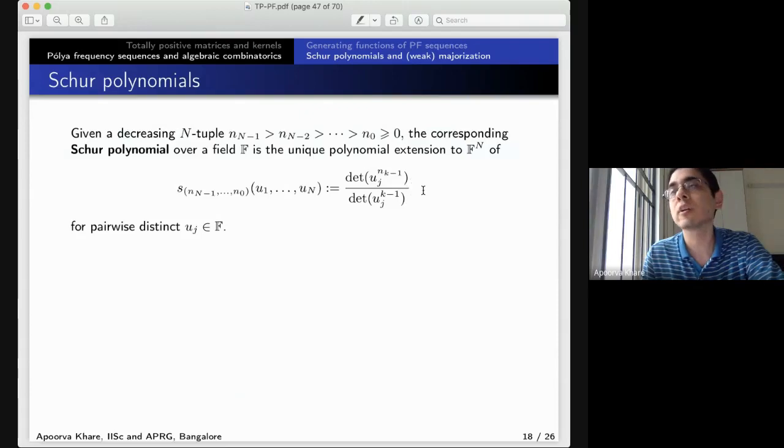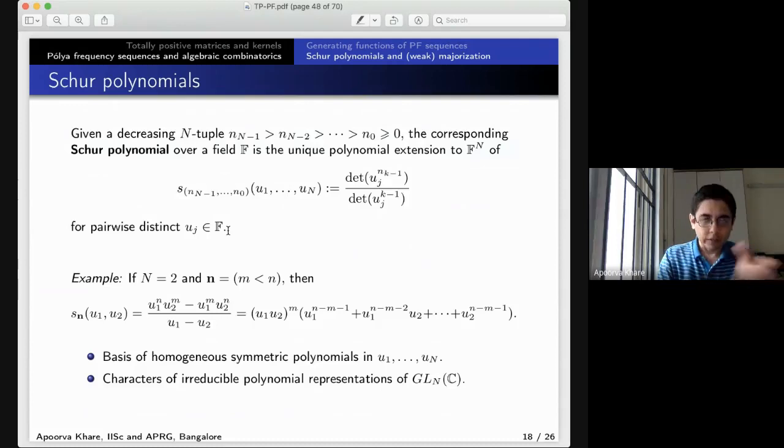So since both are alternating functions, and the numerator is divisible by the denominator, and the ratio is a polynomial, but it's also symmetric. So this is called the Schur polynomial. And of course, you need the u_j to be pairwise distinct and so on. Here is an example. If n is 2, there are only 2 variables, then this is the generalized Vandermonde divided by the usual Vandermonde, and you see that's just a geometric series.